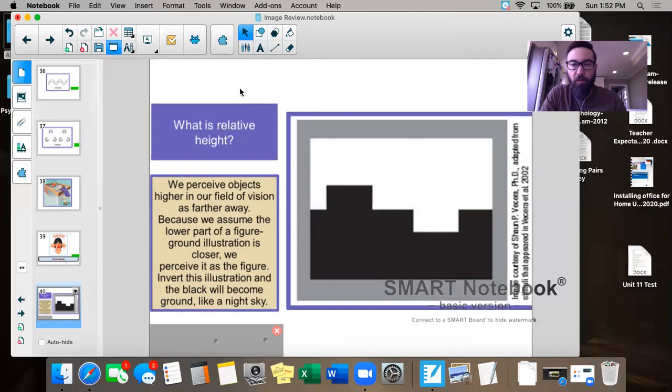Not the most impressive, but you could also see something like figure and ground in here if you're talking about ground and sky. But in this case, we're looking for the relative height. Up above versus down below is the way your brain typically tags those sorts of things to try and make sense of it.